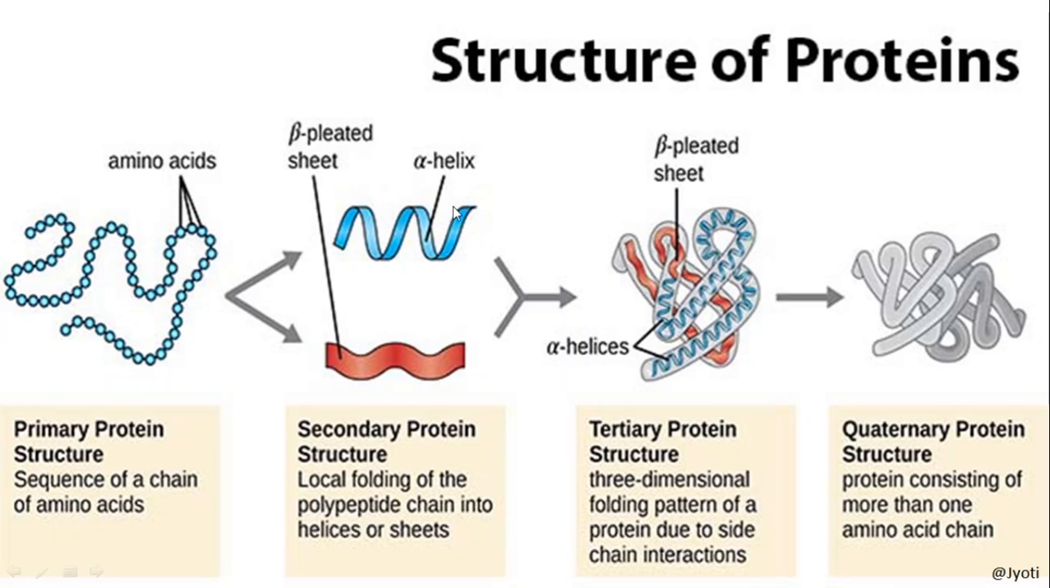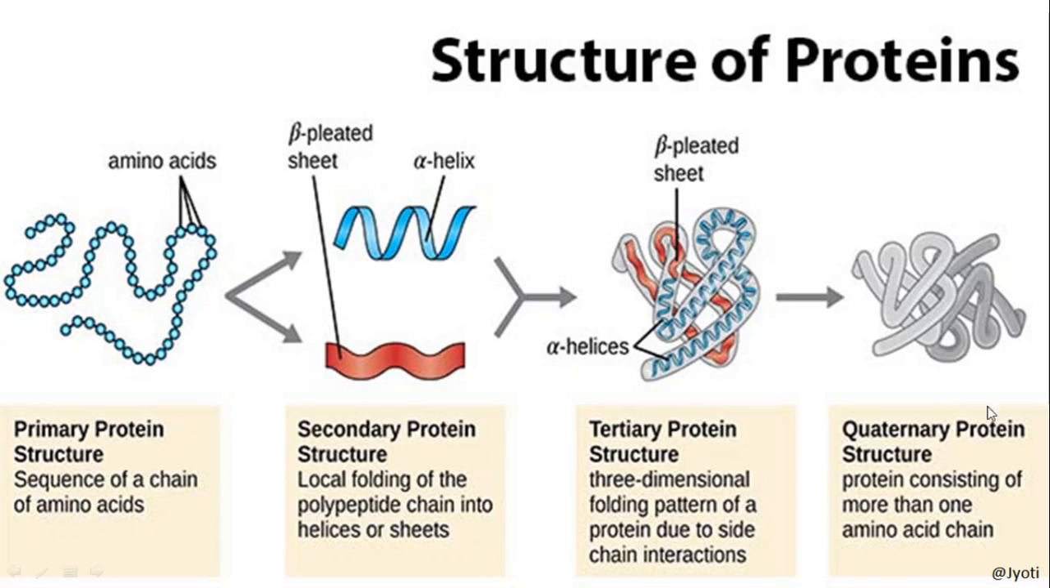Then the secondary protein structures are of two types. One is beta pleated sheet and the other one is alpha helix. So in one structure, the protein chain may form an alpha helical structure, or it may form a folded paper-like structure, that is called beta pleated sheet. Then you can see that the tertiary protein is the combination of beta pleated sheet and alpha helix. In secondary structure, you will see either alpha helix or beta pleated sheet separately. But in the tertiary protein structure, it is the combination of both, and that's why it is more complex.